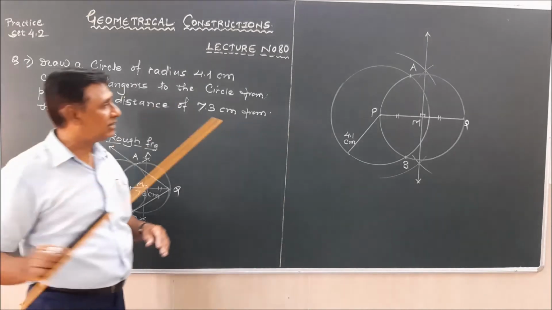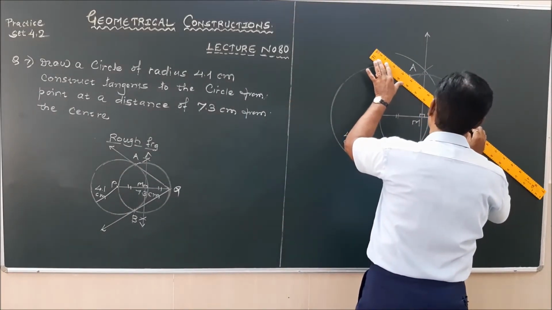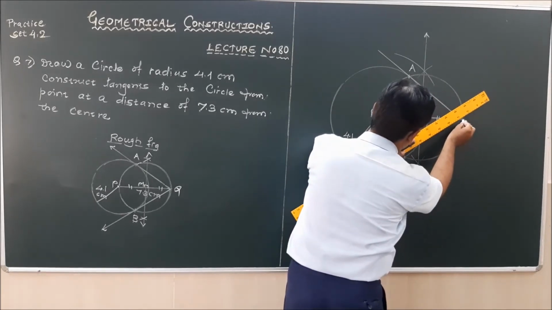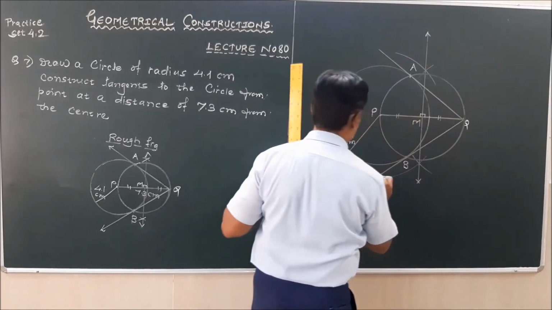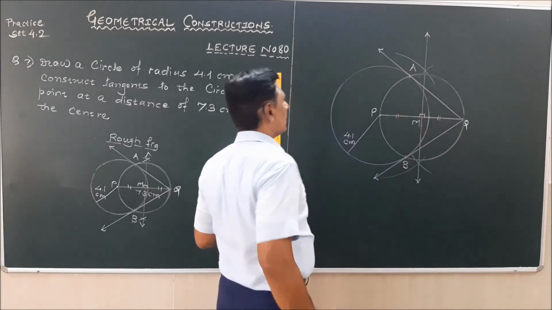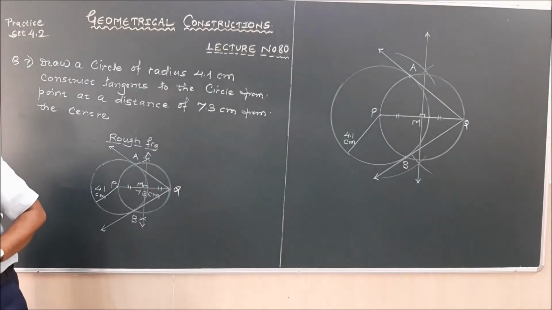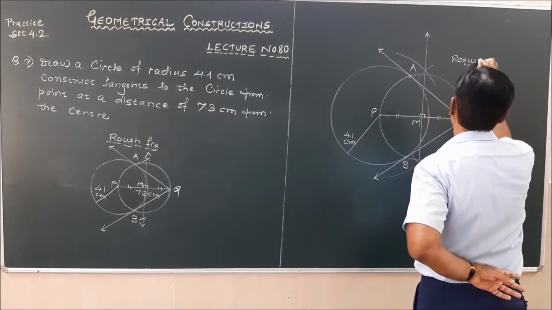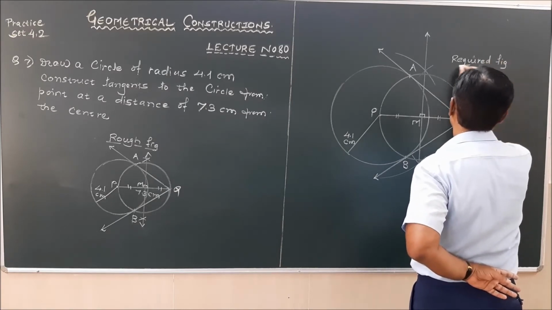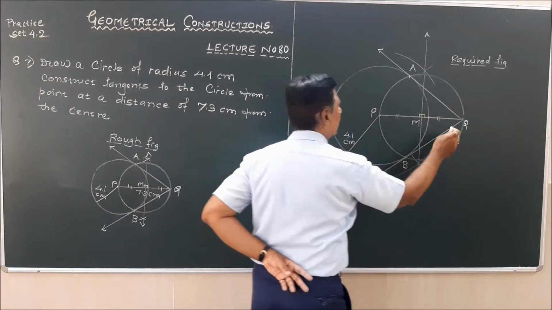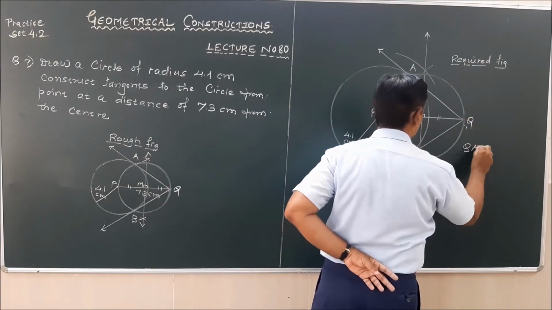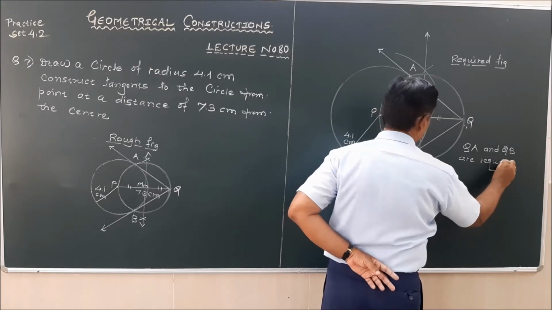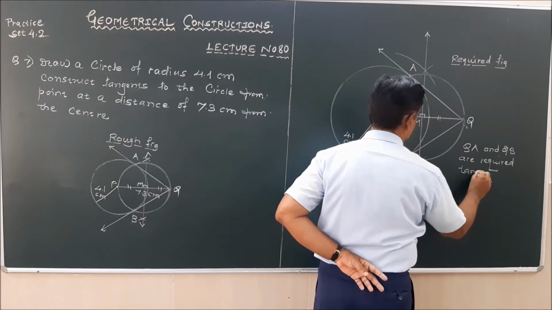Next step is to draw tangents from point Q to A as well as from Q to B. QA and QB are the required tangents to the circle. So this is the required figure.